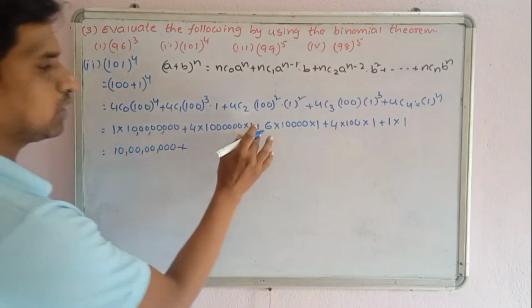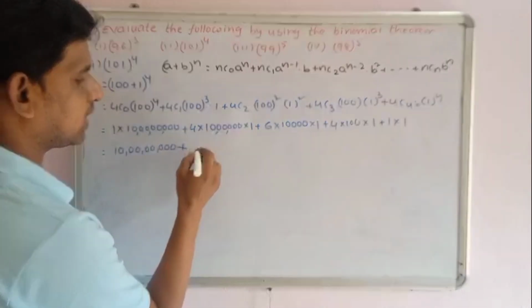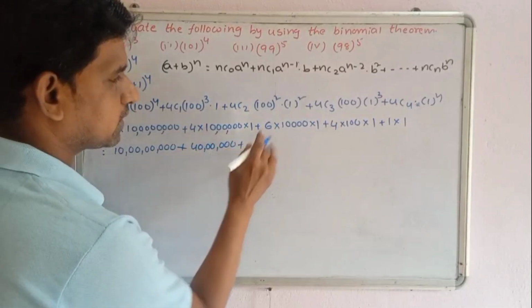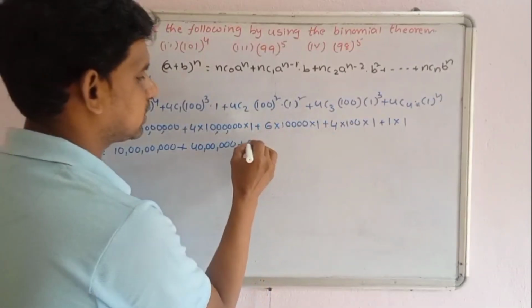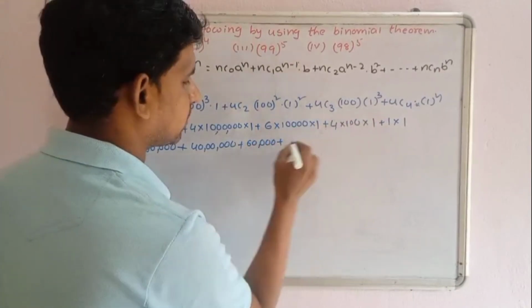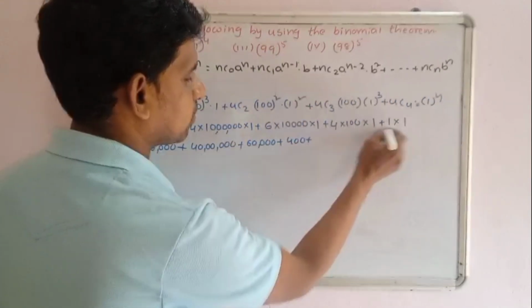Plus 4 into 1 is 4. What is the number? This one is 10 lakhs. So 4 into 10 lakhs is 40 lakhs, plus 6 into 1 is 6. 6 into 10,000 is 60,000, plus 4 into 100 into 1, so 400, plus 1.